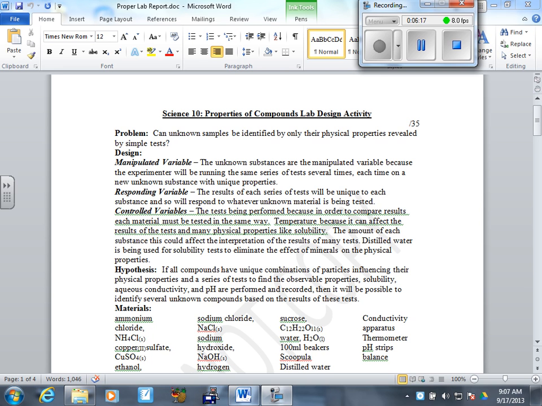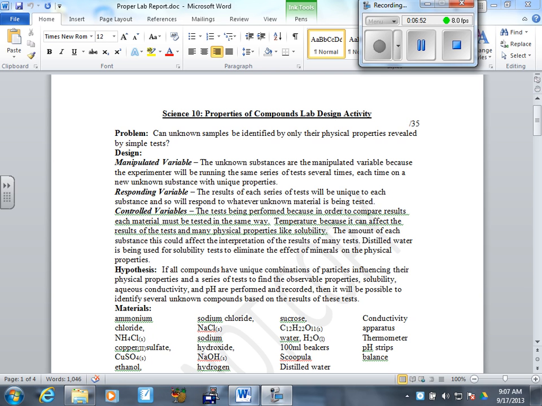Controlled variables, all right: the test being performed, because in order to compare results, each material must be tested in the same way. Temperature, because it can affect the results of the tests and many physical properties like solubility. The amount of each substance, because this could affect the interpretation of results of many tests. And distilled water is being used for solubility tests to eliminate the effect of minerals on the physical properties. All right, so something along those lines. Okay, any questions on what's expected then of the variables and explanation?